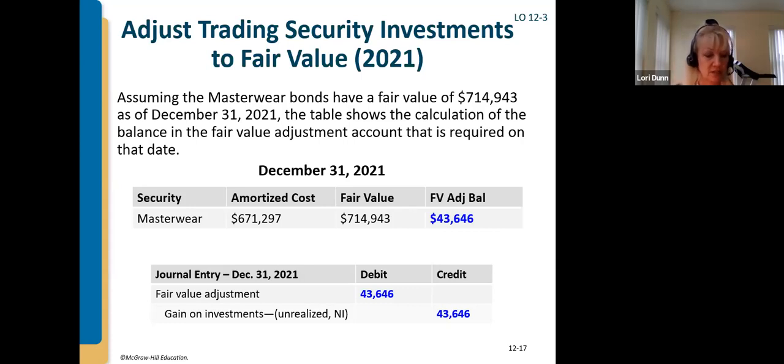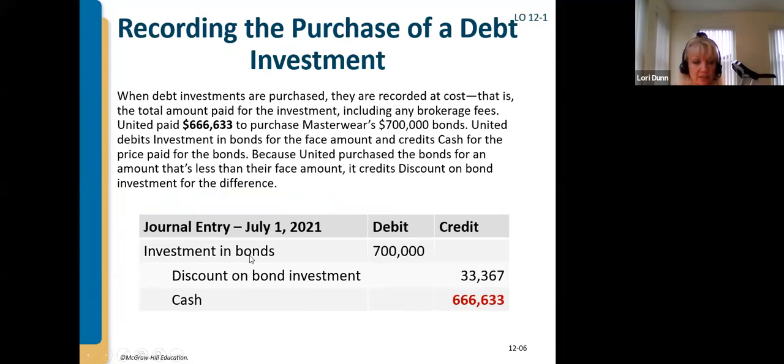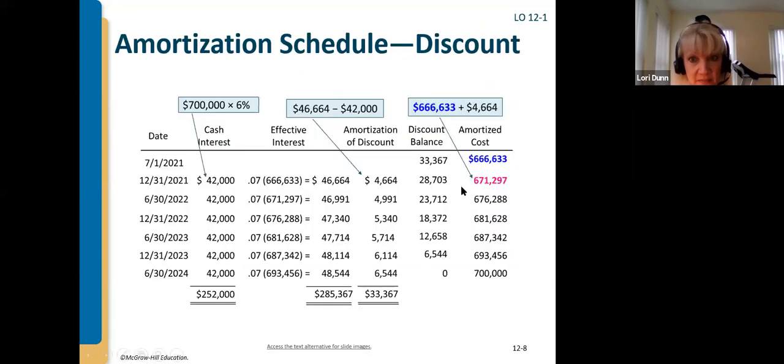Remember, if you just need to see a picture of this, make some T accounts. Oh, you know me and my T accounts. Right now, our bond investment account has a $700,000 debit balance. When we bought this bond, and I'll take it back just to remind you, there it is. Investment in bonds, $700,000. You can also make a T account called discount on bond investment, which is a contra account where we stored the original discount, but its balance is right now at $28,703, and it will have a credit balance in it.